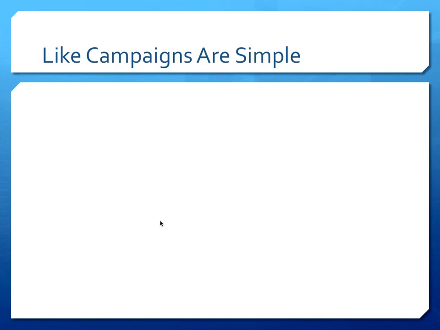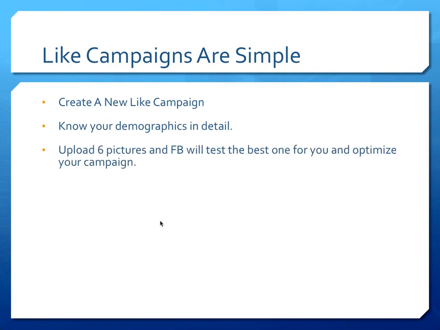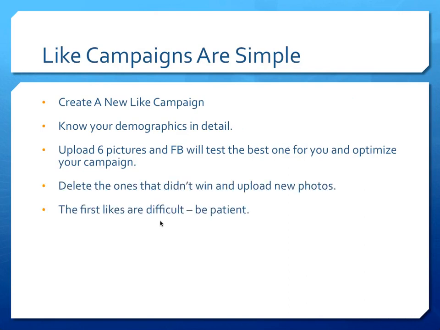Now, if you want to have a like campaign, it's really very simple. You want to create a new like campaign. You want to know your demographics in detail. And I showed you how you can know your demographics real well by using Facebook's audience insights. Upload 6 pictures. Facebook will test the best one for you and optimize your campaign. Delete the ones that didn't win and upload new photos.